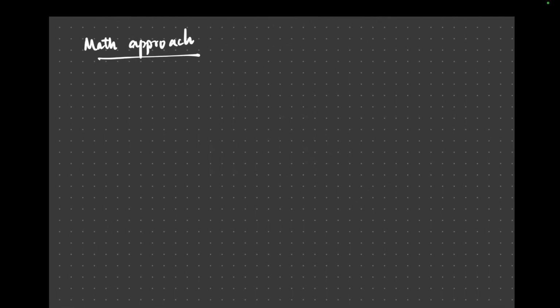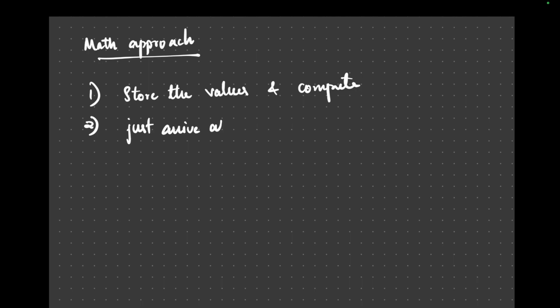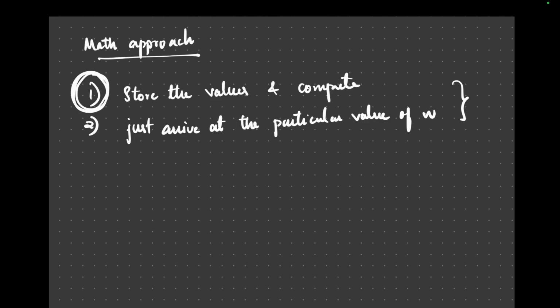Okay, so there are two approaches. The first approach would be to store the values and compute, and the second approach would be to just arrive at the particular value of n. You could use either of these two approaches. We'll discuss the first approach first, and then we'll move on to the second approach, which is just an enhanced version of the first approach, right?